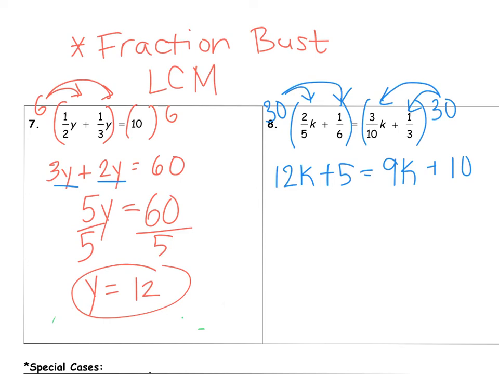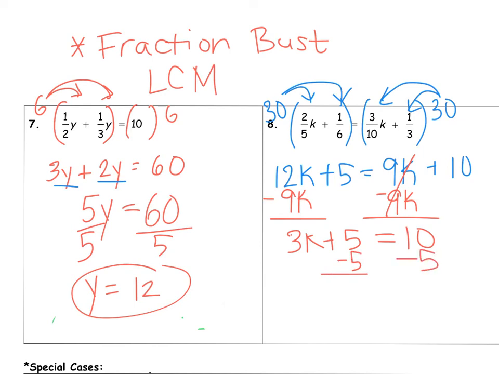So now I have variables on both sides, so I have to decide which side I want my k's on. I'm going to go for my k's on the left, because if I subtract 9k from this side, I know it'll cancel. And when I subtract 9k over here, I end up with a positive, so that makes me happy. So I have 3k plus 5 equals 10. Now I want to get my k all alone, so I can cancel my plus 5 by subtracting 5. So I have 3k equals 5, and my last step is divide both sides by 3.